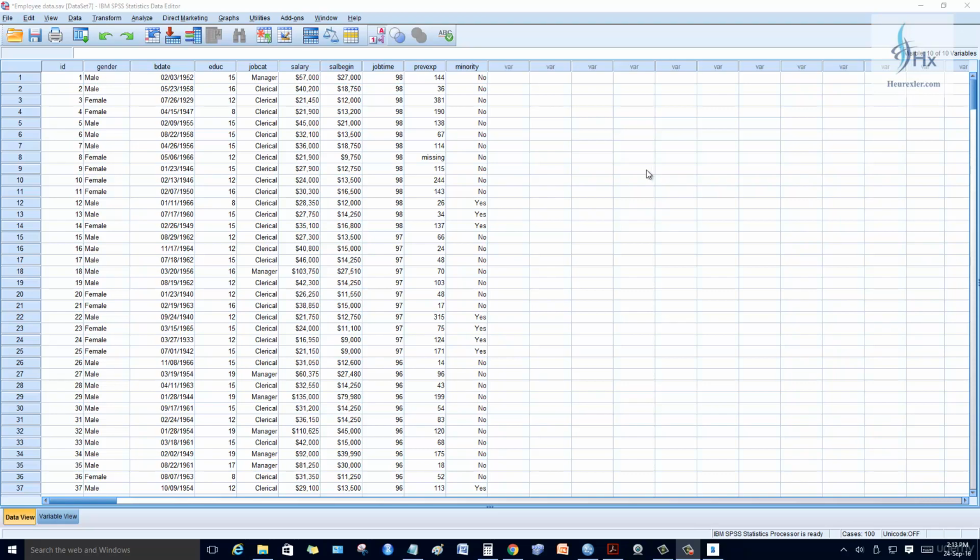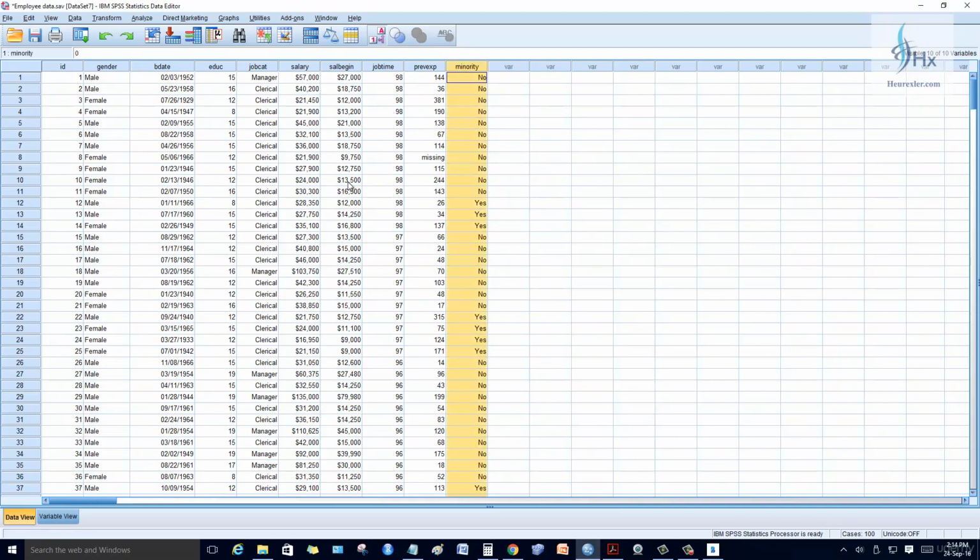So look at this data set that I have taken from the SPSS sample data sets that you can locate in your C drive. This is the employee data set, and I have data of employees which are arranged according to their ID, gender, birth date, education, job category, salary in the beginning at the time of joining, job time, previous experience, and whether they belong to a minority community or not.